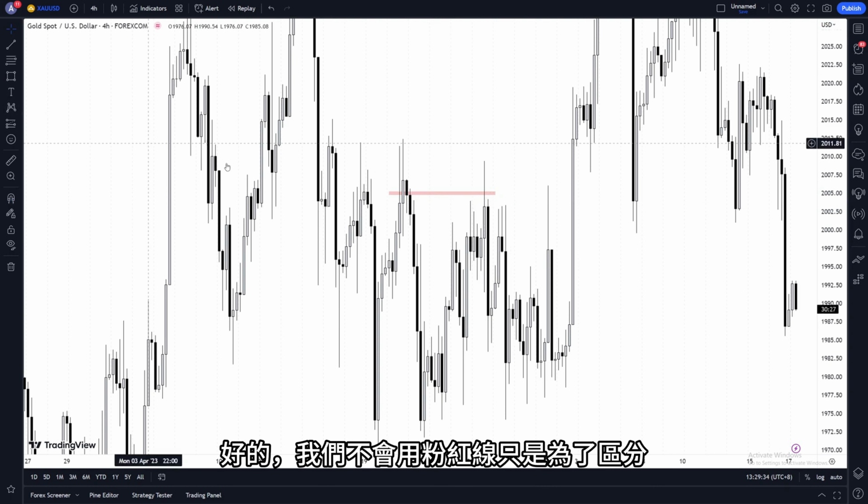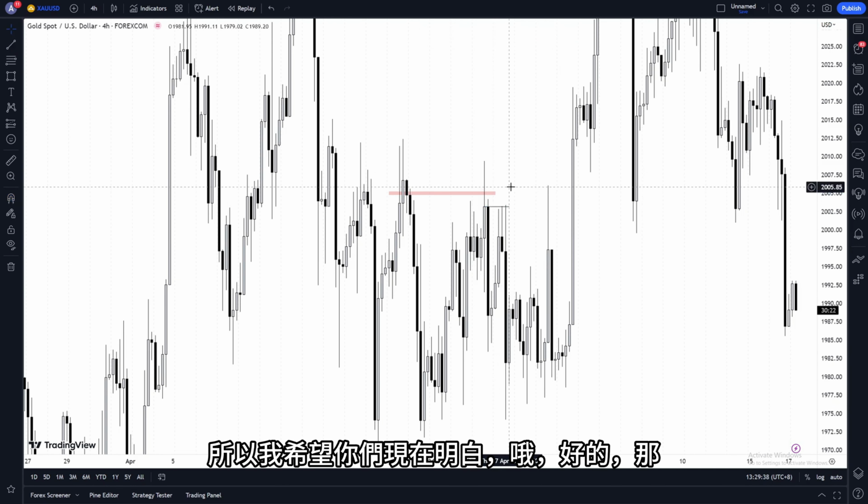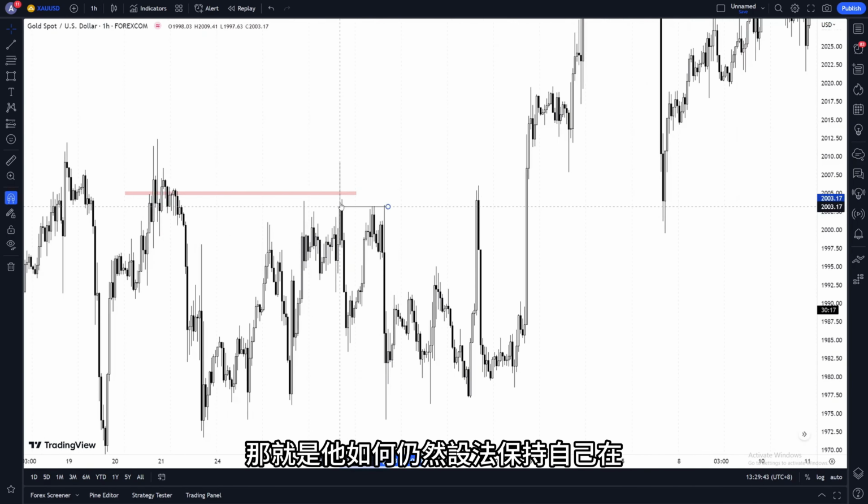Okay, we won't use a pink line, just to differentiate between higher time frame zones and entry points. So I hope you guys now understand. That was how he still managed to keep himself in the trade.